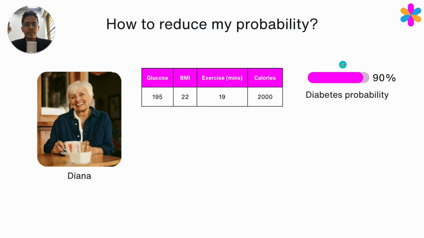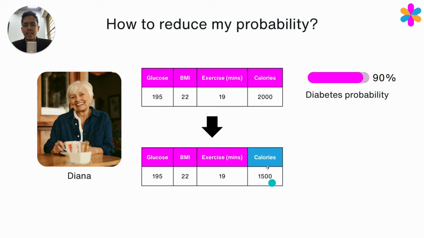Now the interesting question is, what is Diana really interested in? What can I change in my routine or lifestyle, or among the list of my features, so that I can reduce my probability of having diabetes? So imagine that she did something like this. Her glucose level, BMI, and exercise duration all remain the same, but she reduces her calories from 2000 to 1500 per day. And as a result of this, imagine that the probability for diabetes goes from 90% to 43%. That is almost like going from a prediction that this person is diabetic to this person is not diabetic.